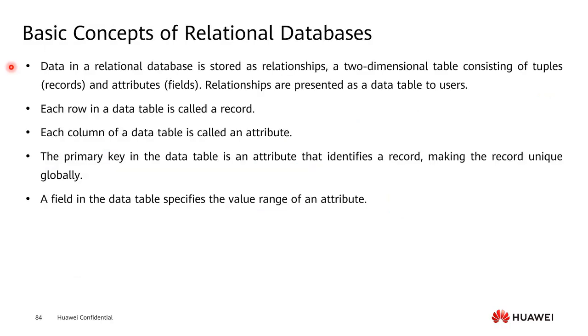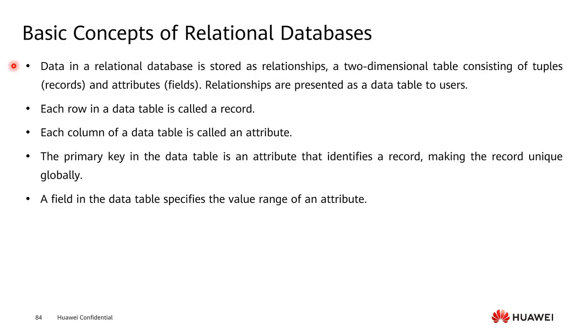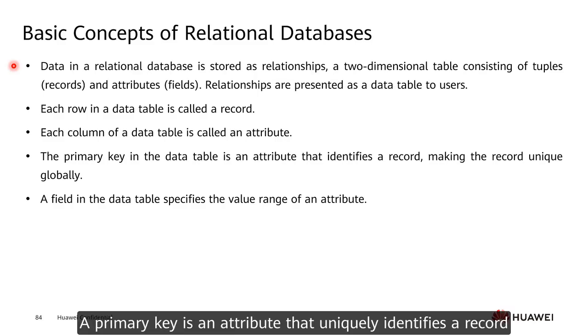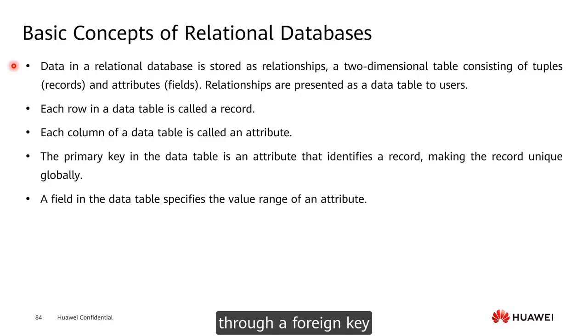So let's summarize. A relation is a two-dimensional table, with vertical columns being attribute fields and horizontal rows being tuple records. A primary key is an attribute that uniquely identifies a record. A foreign key is a primary key of another table. A table is associated with another table through a foreign key. The value range of an attribute can be specified by a domain.